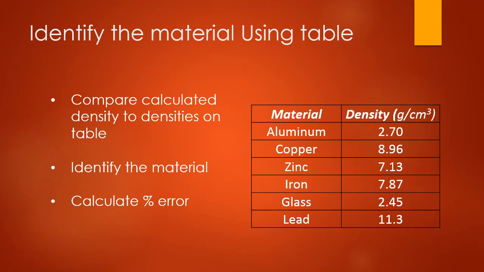You will then use that density and compare it to the densities on this table so that you can identify the material that that cylinder is made out of. You will then calculate percent error, just like you did for the cube.